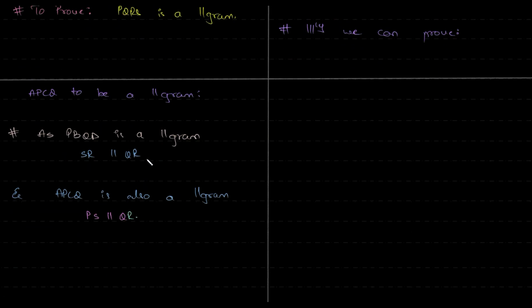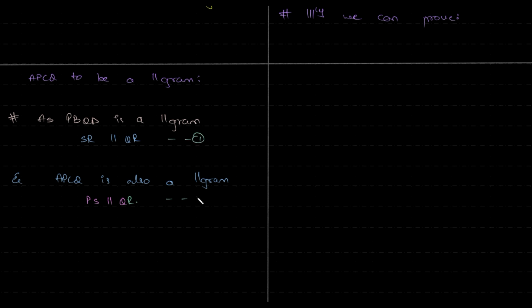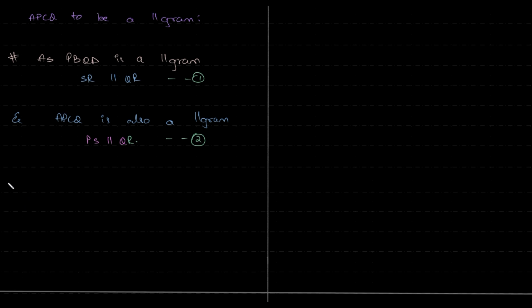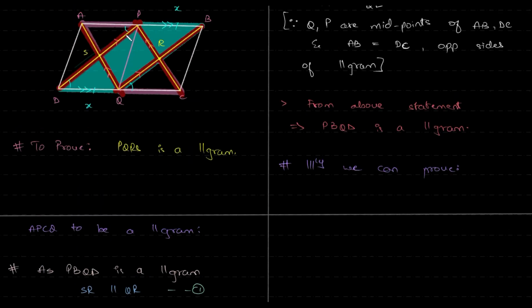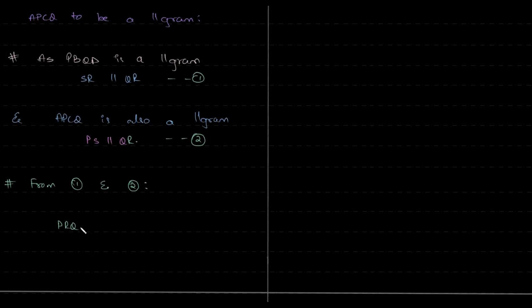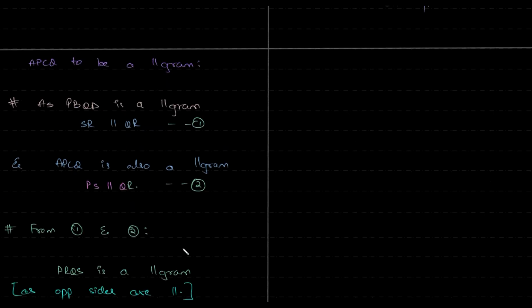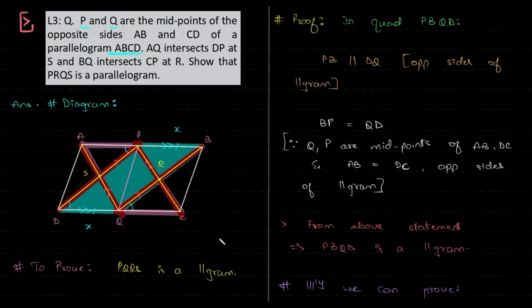Okay, at last what can we tell? So from 1 and 2, what do we have? We have, that's the problem with having the diagram in a different sheet. PRQS is a parallelogram. Here we need to explain why, as opposite sides are parallel. Okay, right? So yeah, it's a bit of confusion because of the diagram being over there.